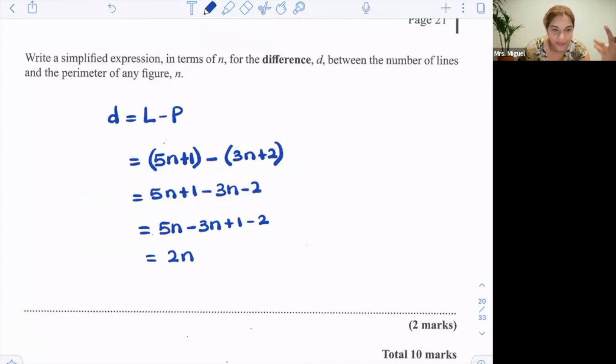If you can't figure that out, please use the calculator. There's no need to guess and there's no need to get it wrong. So you put in 1 minus 2. The calculator gives you minus 1. Take it on.